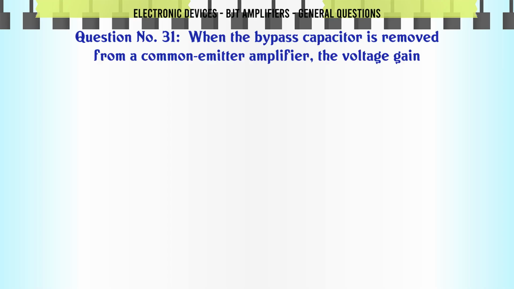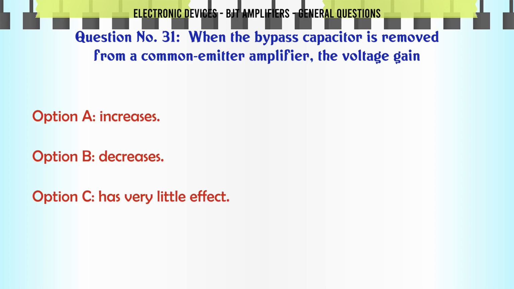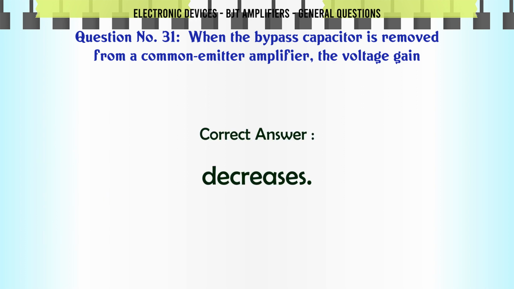When the bypass capacitor is removed from a common emitter amplifier, the voltage gain A. increases. B. decreases. C. has very little effect. The correct answer is decreases.